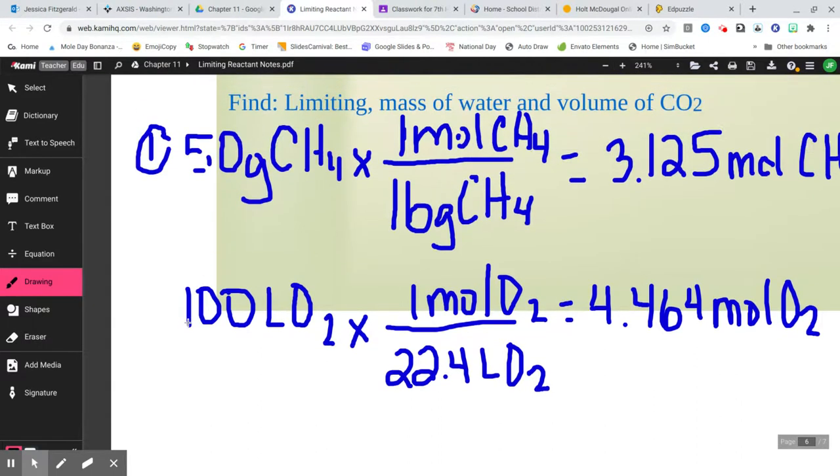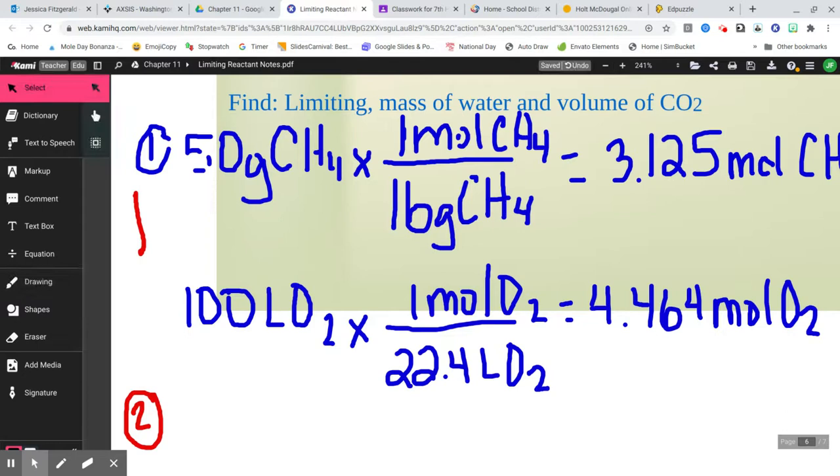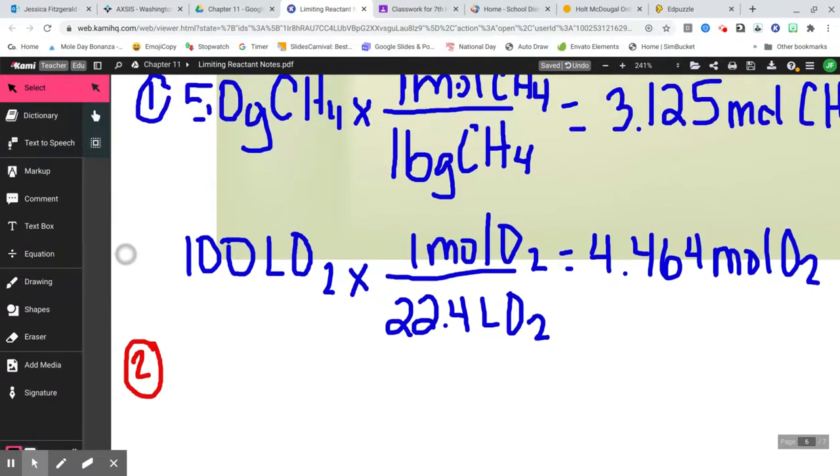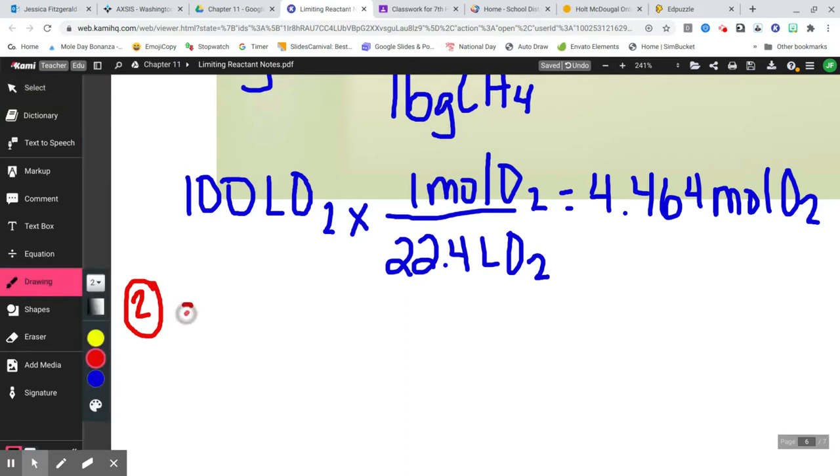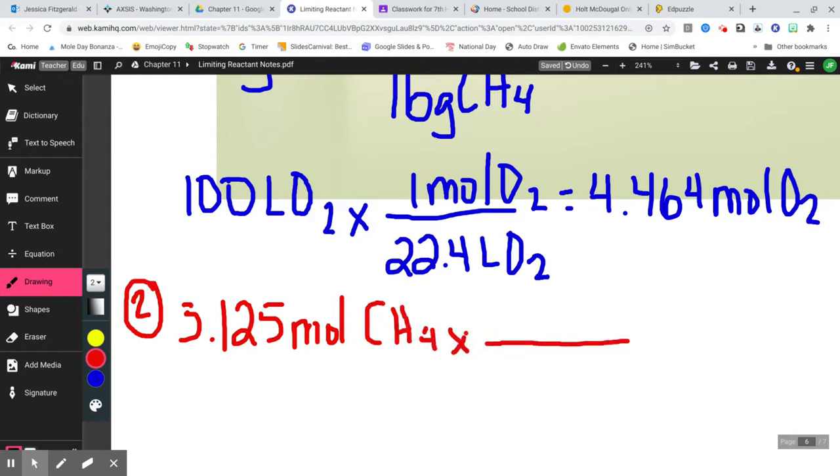And let's pick our first one. So this is going to be step number 2. I'm going to take 3.125 moles of methane, and I'm going to convert that over to moles of oxygen.